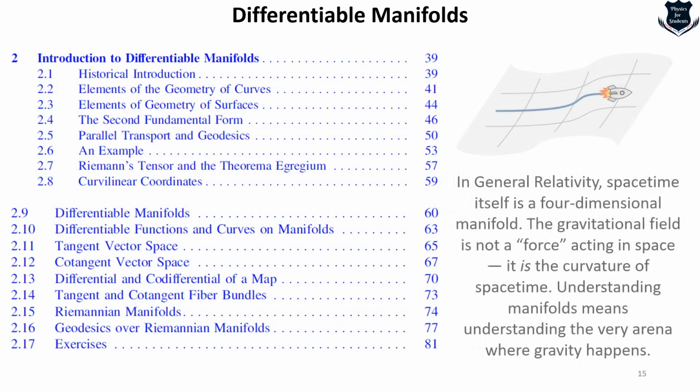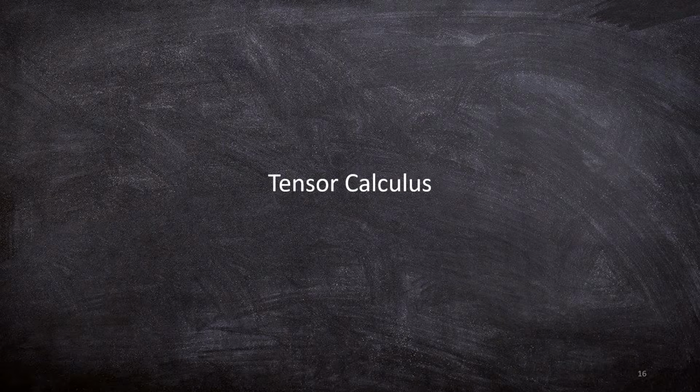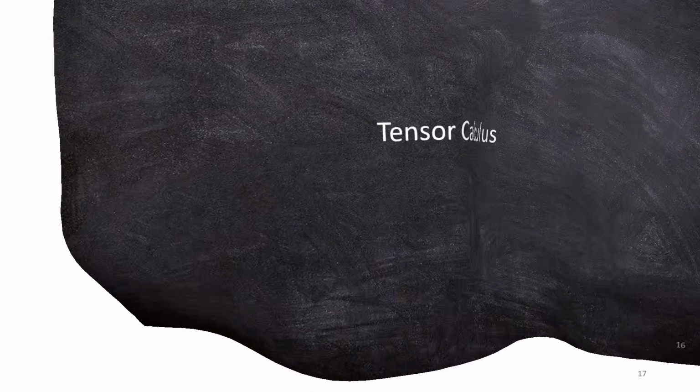And as you know, in general relativity, space-time itself is a four-dimensional manifold. So we need those things in order to understand how things bend. Otherwise, how do we understand our gravity? So it starts very nicely with the introduction to differentiable manifolds, the history and how it evolves, and then it takes you to differentiable manifolds. The third step which the authors take forward, and which is again very logical, is what is called tensor calculus.